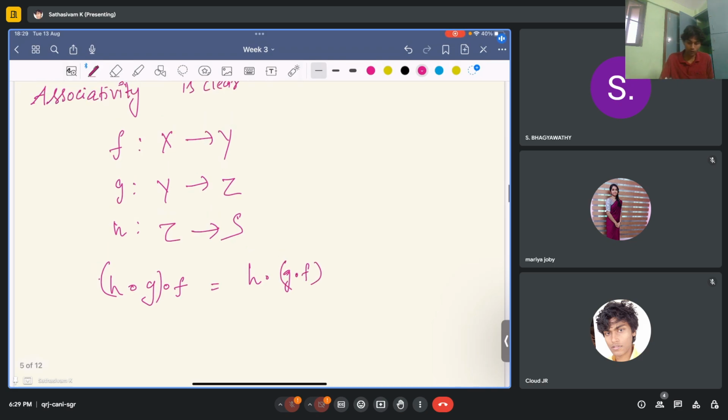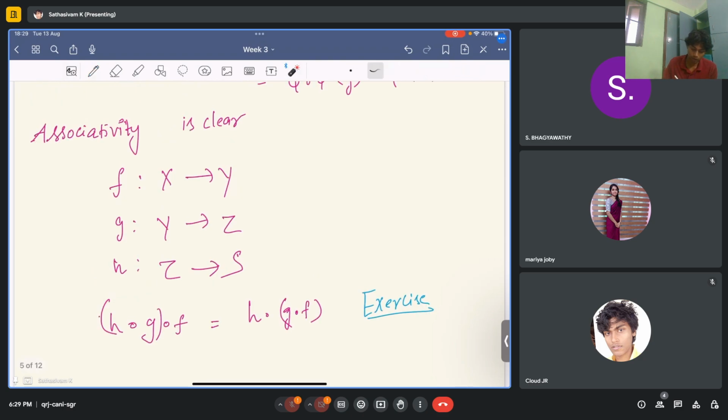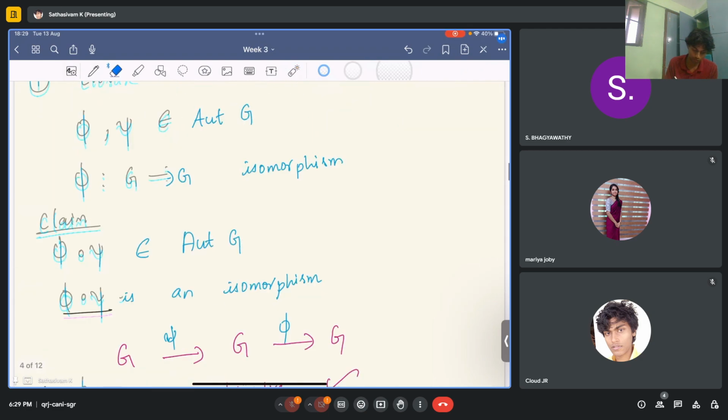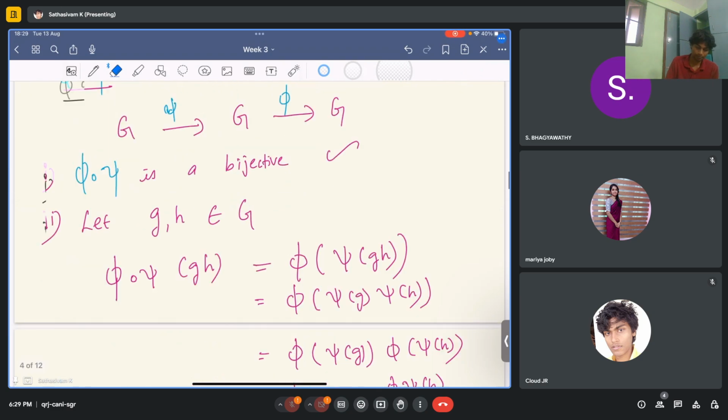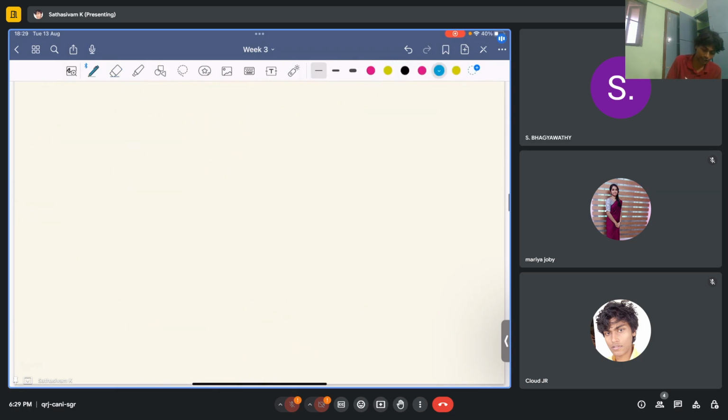If you want, you can keep it as an exercise. It is true irrespective of whether it is a group homomorphism or not. That doesn't matter. As a set function, the associativity always holds. So here also in this group, because the operation is composition, the associativity holds. Okay, let's look at the identity.